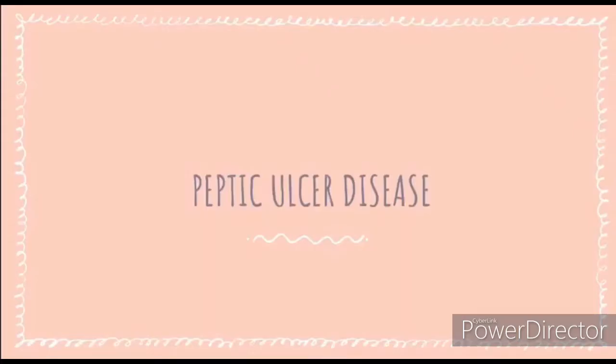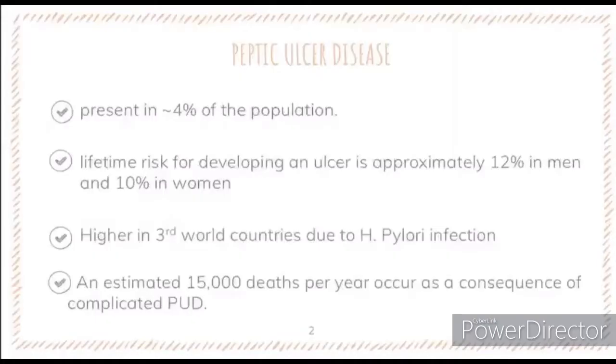Peptic ulcer disease is present in 4% of the population, with the lifetime risk for developing an ulcer approximately 12% in men and 10% in women. It is higher in third world countries due to H. pylori infections, and an estimated 15,000 deaths per year occur as a consequence of complicated PUD in the United States.